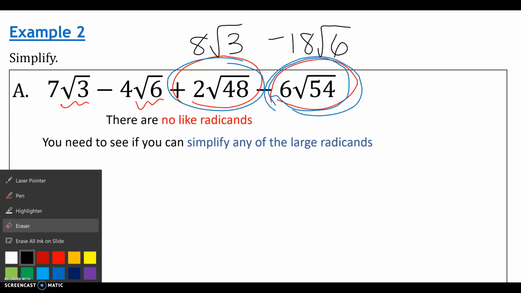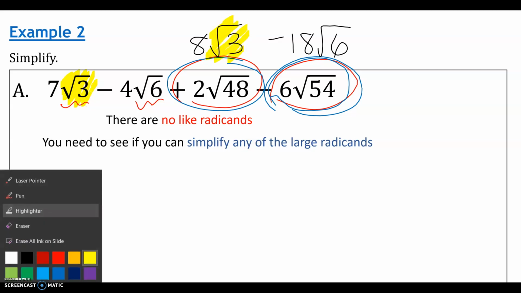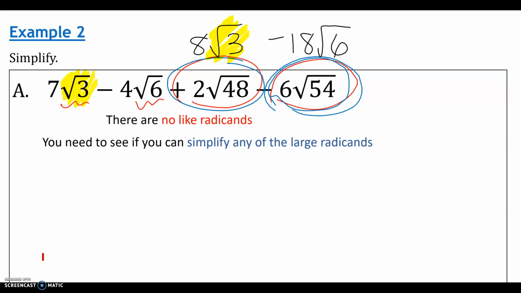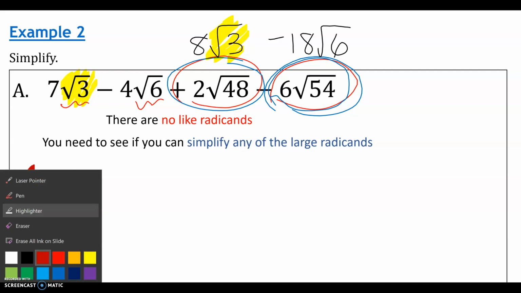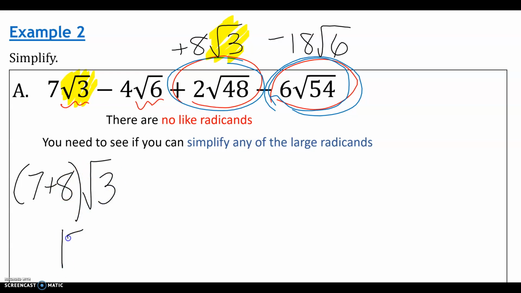Okay, so let's get my highlighter and let's highlight the same radicands. Well, I see this one is radical 3. This one's radical 3. And I do believe this would be then 7. So you have 7, and we have a plus 8. So this is going to end up to be radical 3. So I do believe we get 15 radical 3.